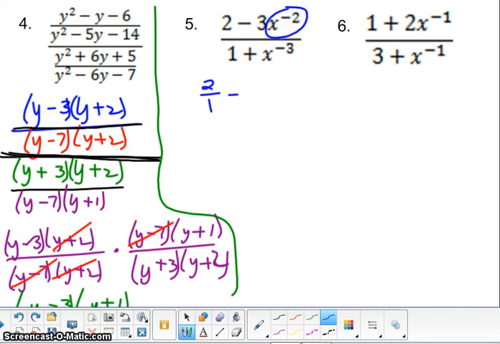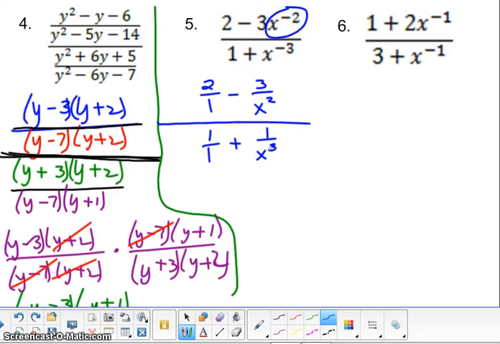This is a negative exponent. Remember way back when we did negative exponents? That is now going to be underneath the 3. It's not attached to the 3, so the 3 is going to stay put. And then we have 1 over 1 plus 1 over x cubed. Again, that negative 3 is going to turn it into a fraction.